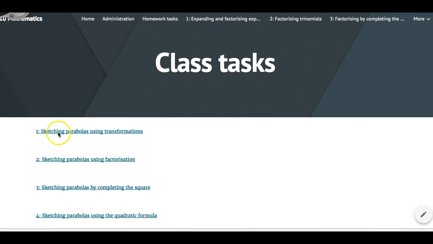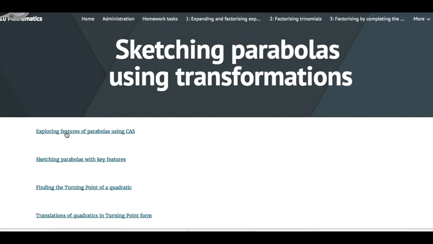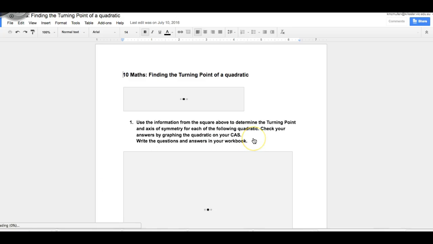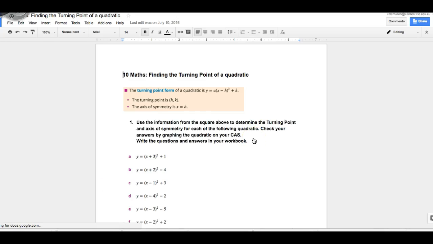So for the first week, we're just sketching parabolas using transformations. Now, I would like to start with CAS, but my CAS is not working on my computer at the moment. So we're going to skip and actually do finding the turning point of a quadratic. So for this one here, just wait for it to load.